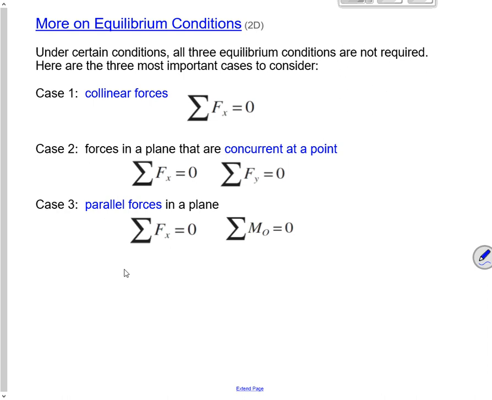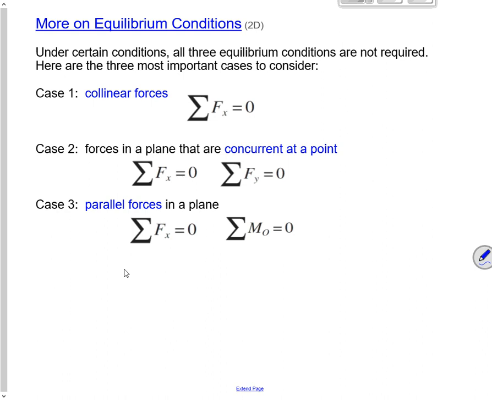Under certain conditions, I don't need all three of those equations. The most important cases to consider: if all the forces are collinear, all I need is one equation. The sum of the forces in X has to be equal to 0. That's all that's required for the object to be in equilibrium, if all the forces are collinear.